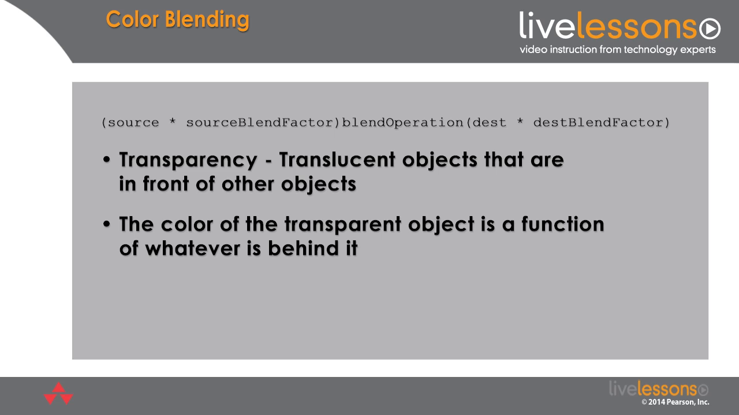It doesn't just apply to transparency. It can apply to lots of different types of color blending. We're going to focus on transparency here, but the generic operation is the source color times a source blend factor, and then a blend operation. That blend operation is typically plus, but it can be a variety of things, but plus is what we're going to use. And then the destination times a destination factor. And there are lots of source blend factors and destination blend factors. Let's look at the one for transparency.